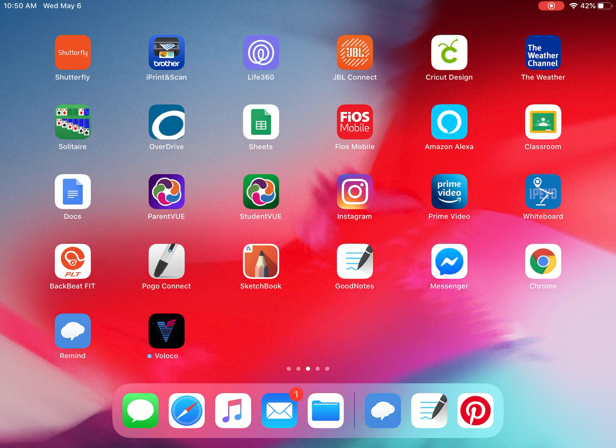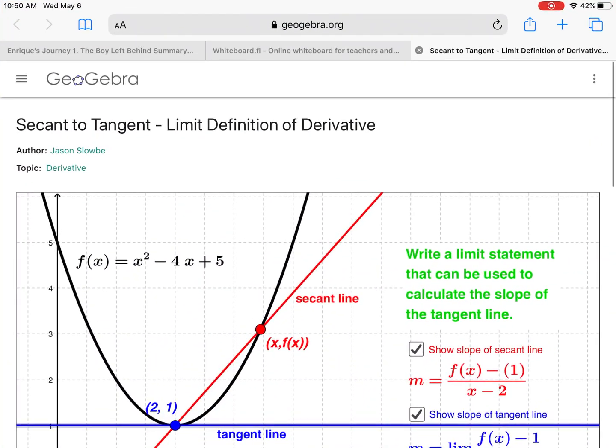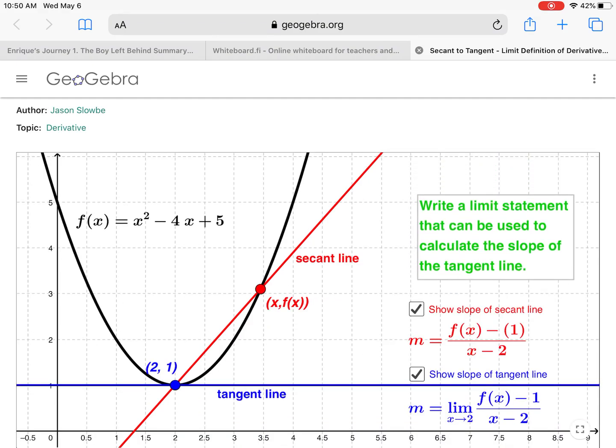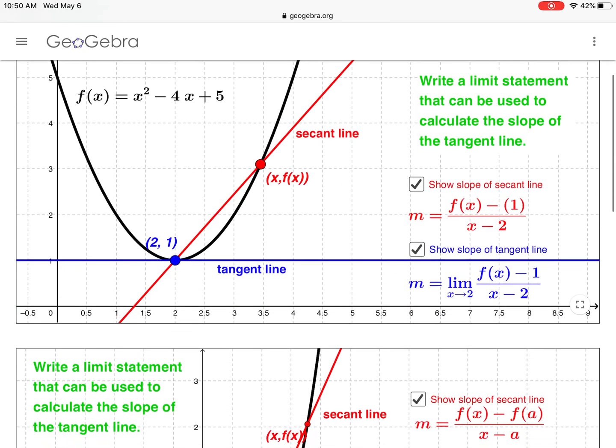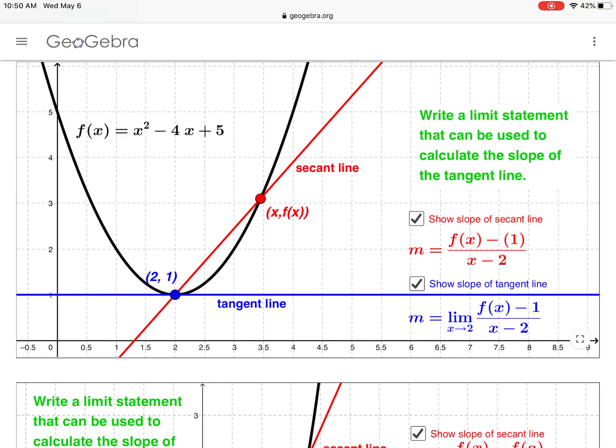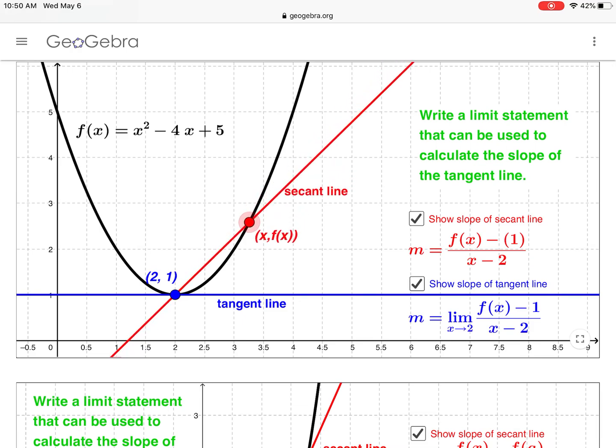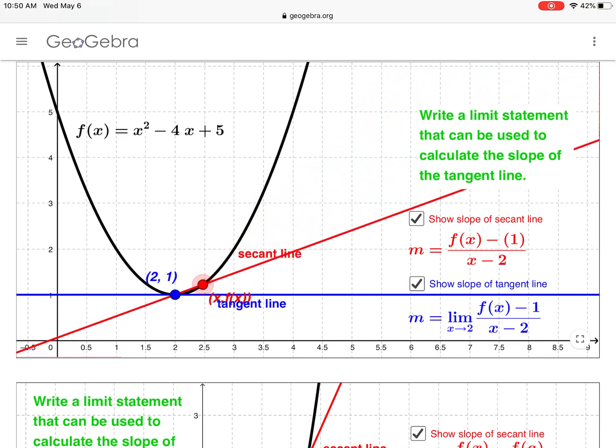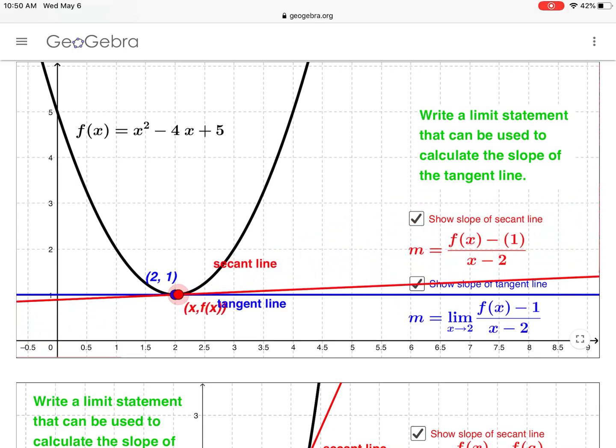So I'm going to go to this site right now. Let's see. Anyway, I just wanted to show you some pictures of what I was doing. Like a secant line, and again, you're moving this point right here, so it comes closer and closer and closer to the actual spot. And right there, then you get your tangent line. So h is getting smaller and smaller and smaller.